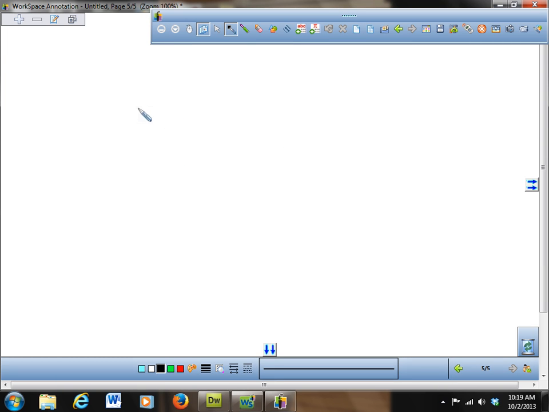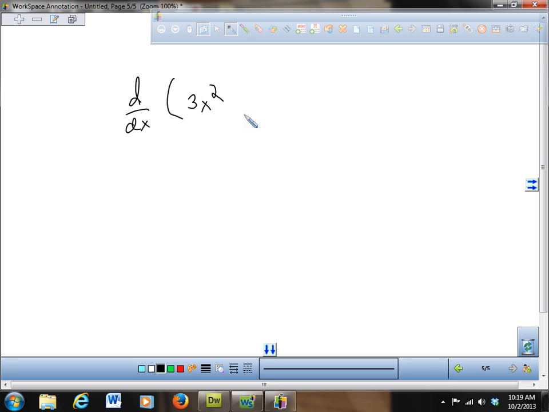So say I have to find d/dx of 3x squared plus 1, raised to the second power, okay? What I could do here, if I wanted to, is square out this whole thing, right? If I squared out this whole thing, I'd get 9x to the 4th plus 6x squared plus 1, and then take d/dx of that.